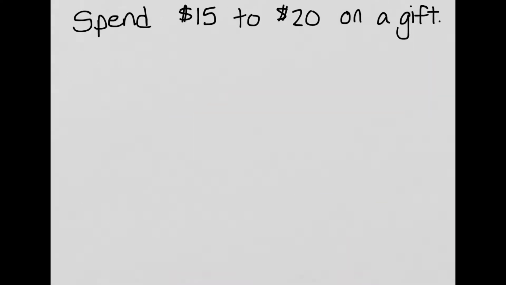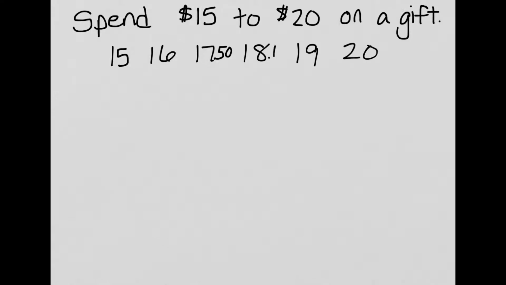Okay. Let's say, I don't know, here's an example from the real world. Let's say that I tell you, you're my kid, and I'm like, oh, you can go spend $15 to $20 on a gift for your brother, or something like that. What does that mean? Well, you know that means that you could spend $15 or $16 or $17 or $18 or $19 or $20. You could spend $17.50. You could spend $18.03. You could spend anything between $15 and $20 on a gift.